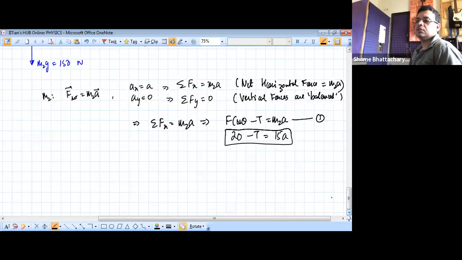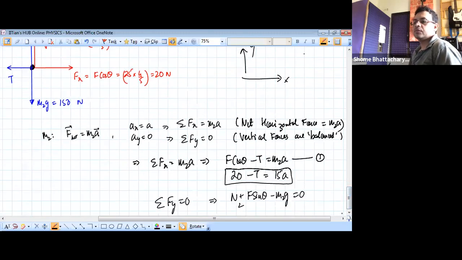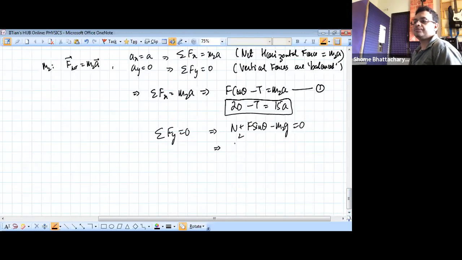Now the other equation we get from here is that N2 plus F sine theta minus the weight should be 0. Because these two forces, normal reaction and F sine theta, are acting vertically upwards, they'll come with a positive sign, whereas m2g is acting vertically downwards, so it will come with a minus sign. So this equation, our second equation, will tell us that N2 plus 15 is equal to 150. This will directly give us the result that N2 is equal to 135 newtons.